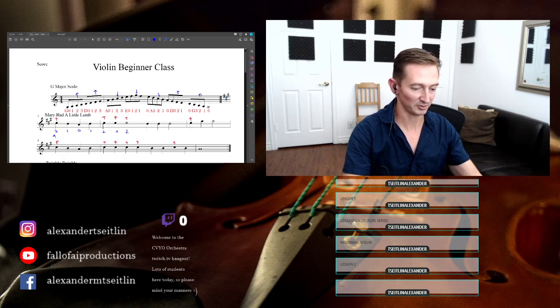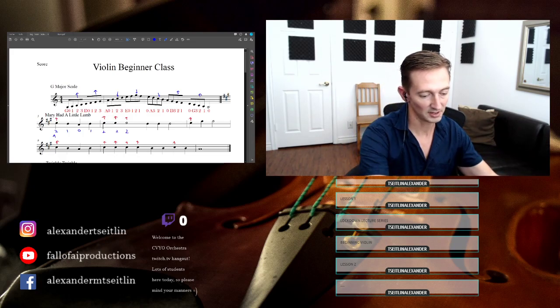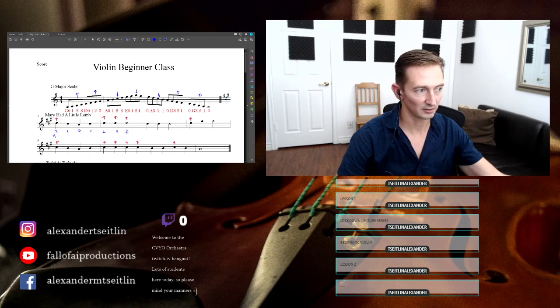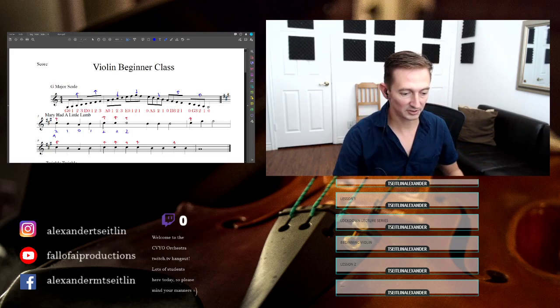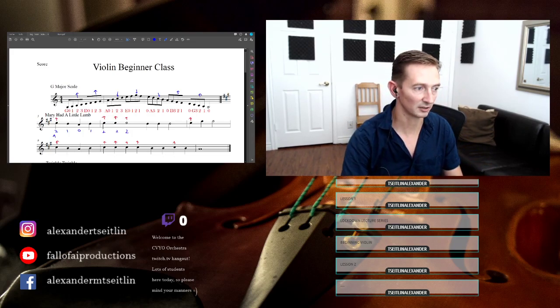We can start to set it up a little bit at the next lesson. So today we learned about the proper fingering for a G major scale and how to start decoding music with various fingerings. To prepare for the next lesson, you should decode the rest of Mary Had a Little Lamb.